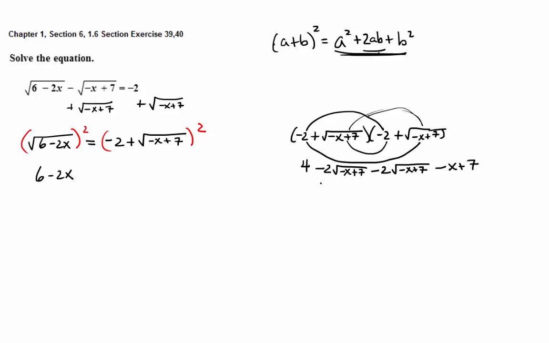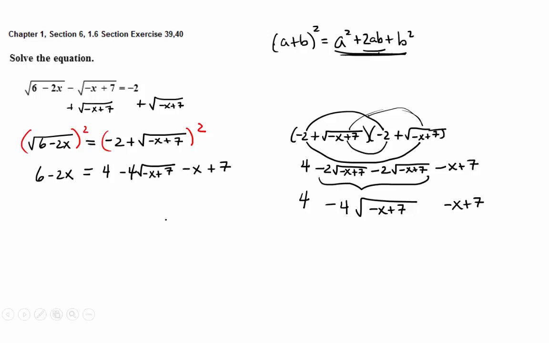Okay, or another way of thinking about this is you get the first term squared, 4. You get the second term squared, negative x plus 7, and you get twice their product in the middle. 2 times negative 2 is negative 4 square roots of negative x plus 7. Okay, so I'm going to put that into the equation over here.